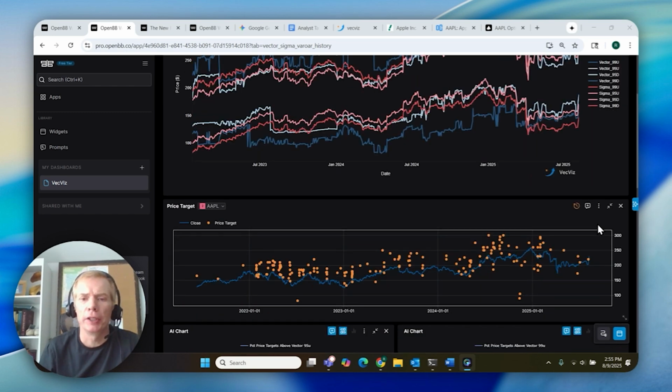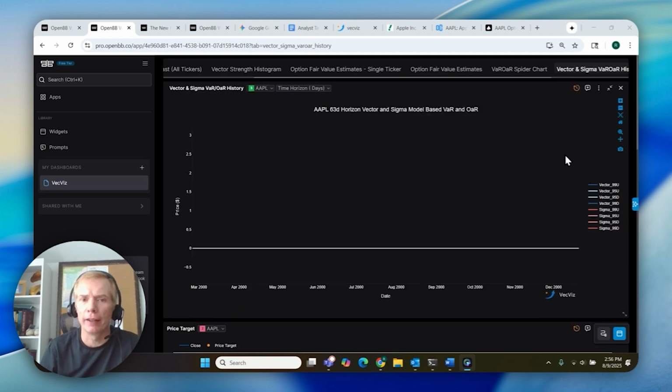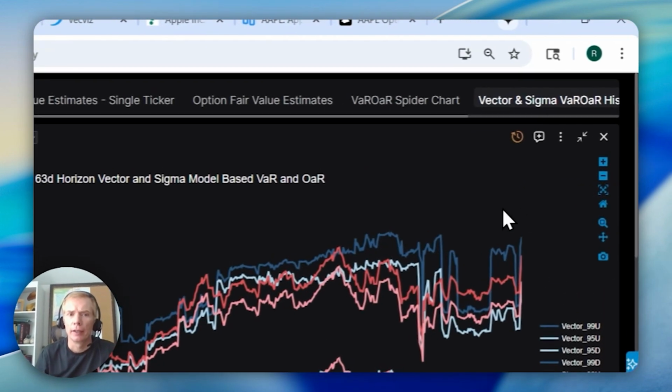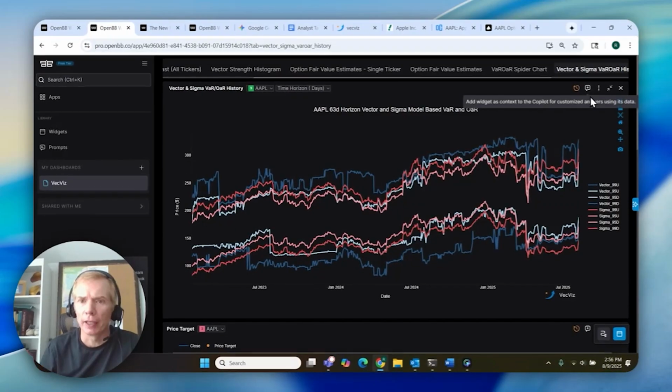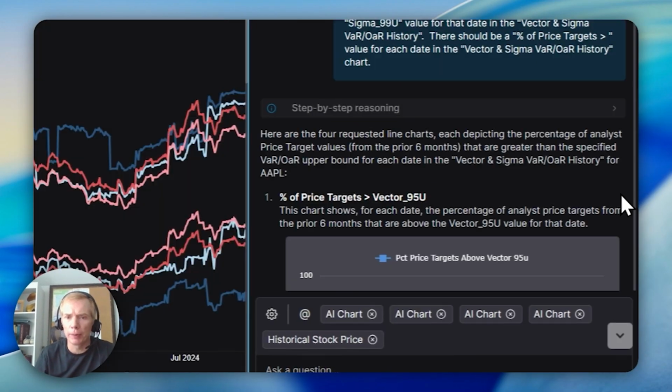And we imported from OpenBB their price target widget, which goes back to early 2022 and has price targets from a number of firms over time with the date that they were published and the price target level. And I'm not sure these are all of Apple's price targets or not, but there's many of them here. And so what we did was we made both this price target widget and our price probability widget as context for the OpenBB Copilot.